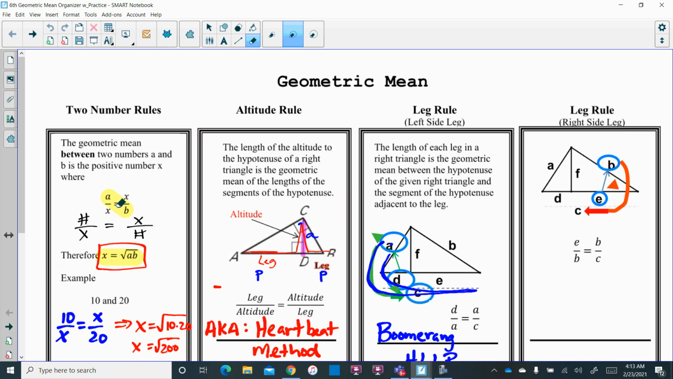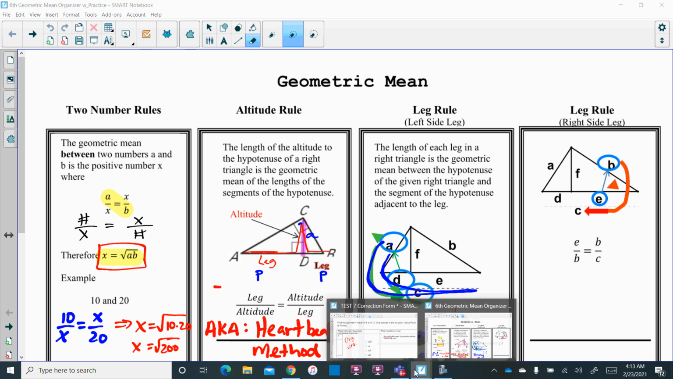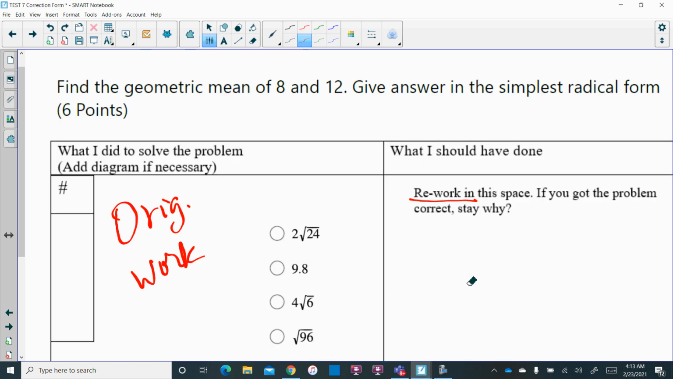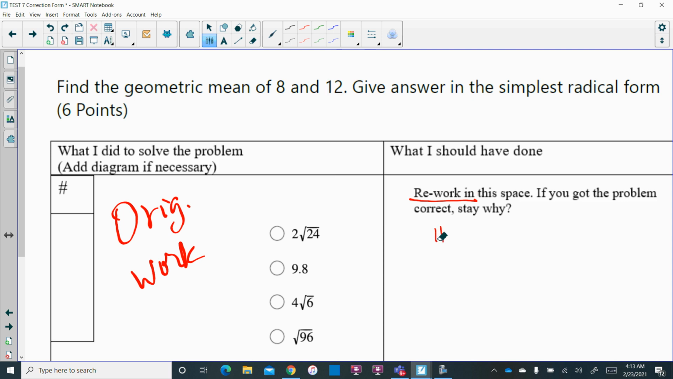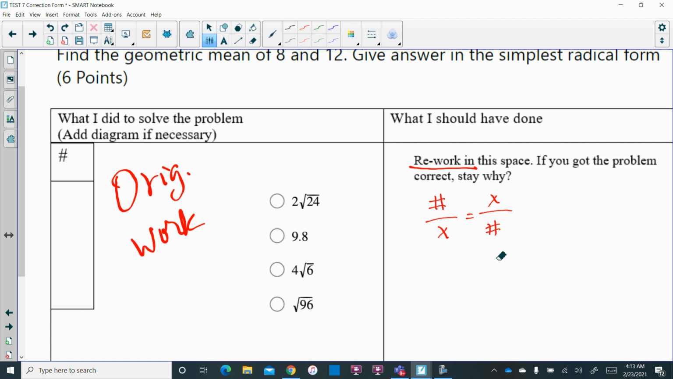So on this first one, on 6 and 7, it's a two-number rule because they're giving us two numbers. And so the setup that was shown on the graphic organizer was you take your number, you put it over x equals x over the second number. So on the rework, what I'm looking for is 8 over x equals x over 12.